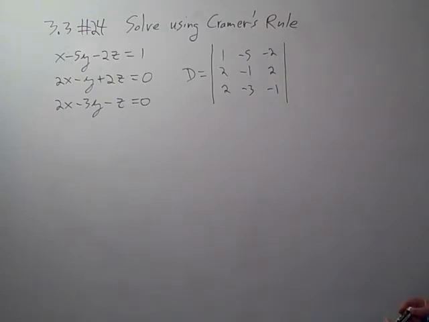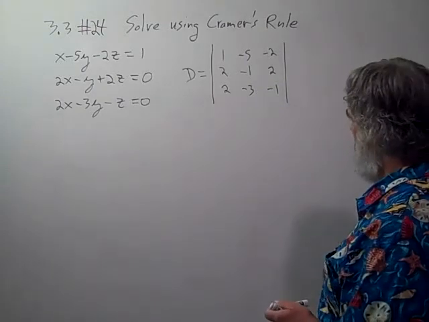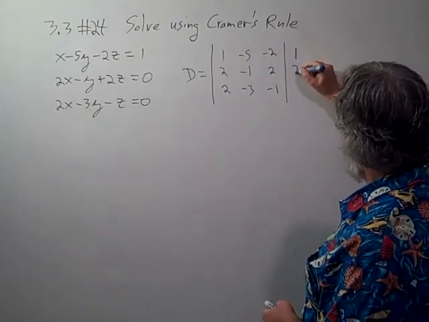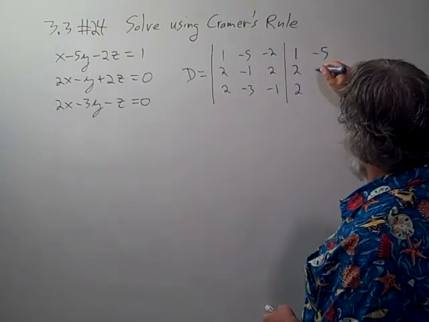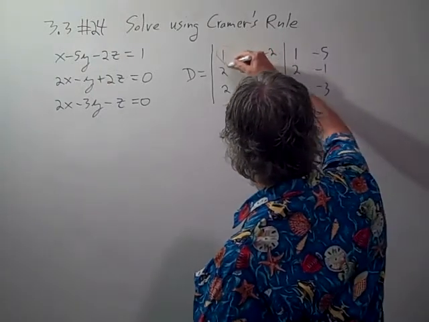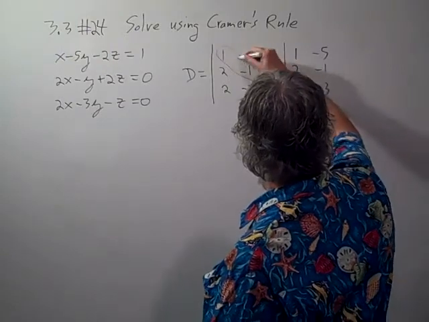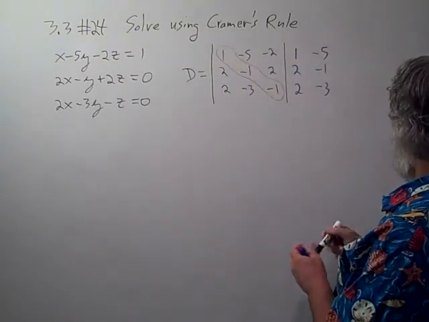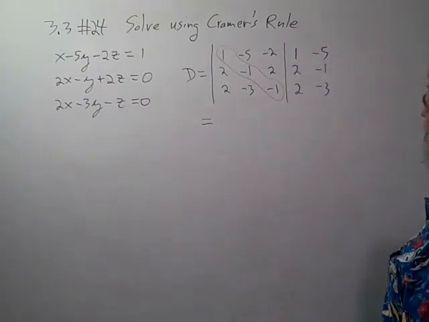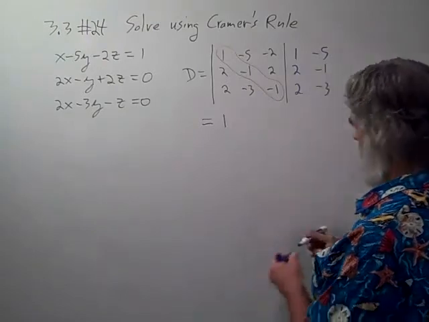Okay, to solve this 3 by 3 determinant, the easiest way is to copy the first 2 columns to the right of this matrix. So 1, 2, 2, -5, -1, -3. And next we begin this process of multiplying down the diagonals. So the first term is going to be 1 times -1 times -1. I'll write this underneath here. So 1 times -1 times -1 is +1.